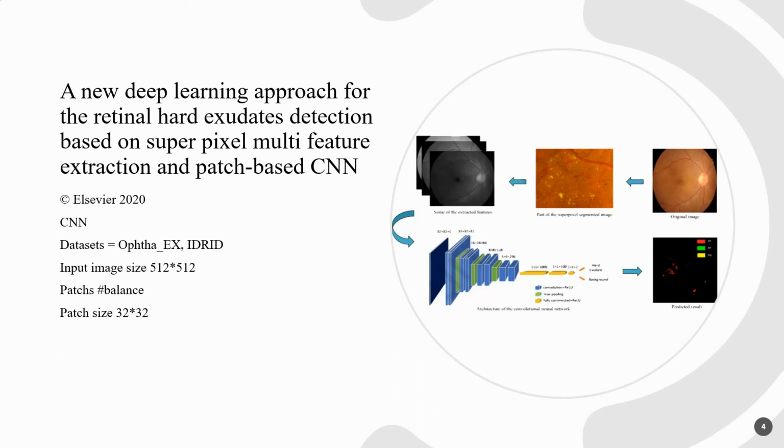The number of patches injected into the network is balanced and random. The patch size is 32 by 32 and the size of the input image is 512 by 502. Finally, we have examined the result of this model in the chapter.